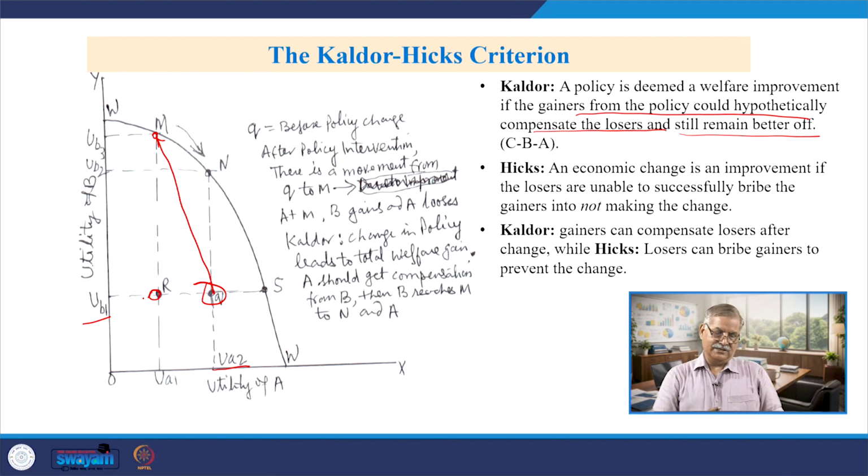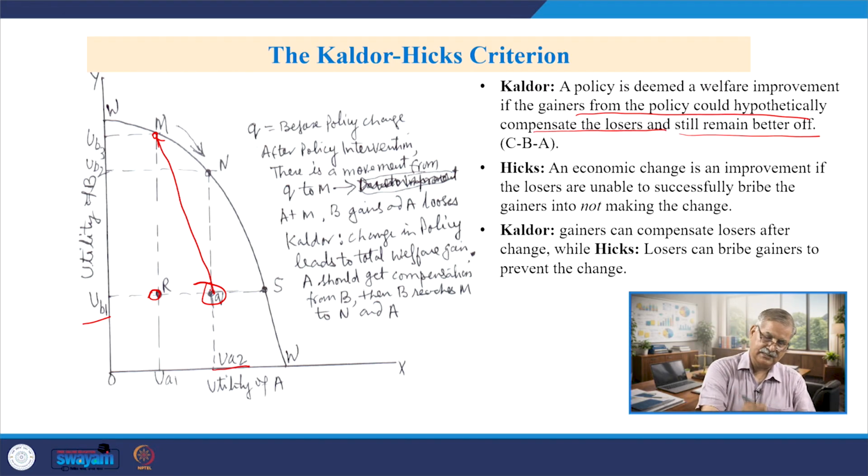So due to this policy intervention, the utility of person A is reduced and the utility of person B is increased, and this QR, this horizontal distance, indicates the loss of utility of A, and this vertical distance RM shows the gain of utility of B. So in that case, person B will compensate the loss in such a manner that A remains neither worse off nor better off, or maintains status quo.